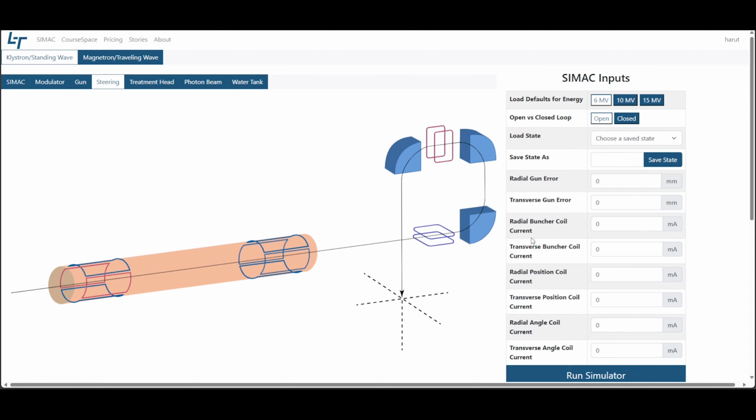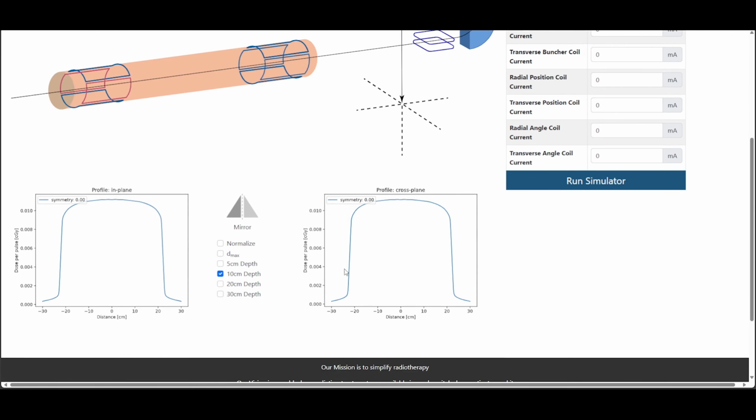Their corresponding controls are located in this table on the right. By changing the current flowing in the magnets, it is possible to adjust the magnetic field strength, which affects how the beam is deflected. Below you can see the in-plane and cross-plane dose profiles for a correctly steered beam. Generally, we would use a water tank scan to achieve these graphs. As you can see, the beams are symmetric, and Simac calculates the symmetry value to be 0.